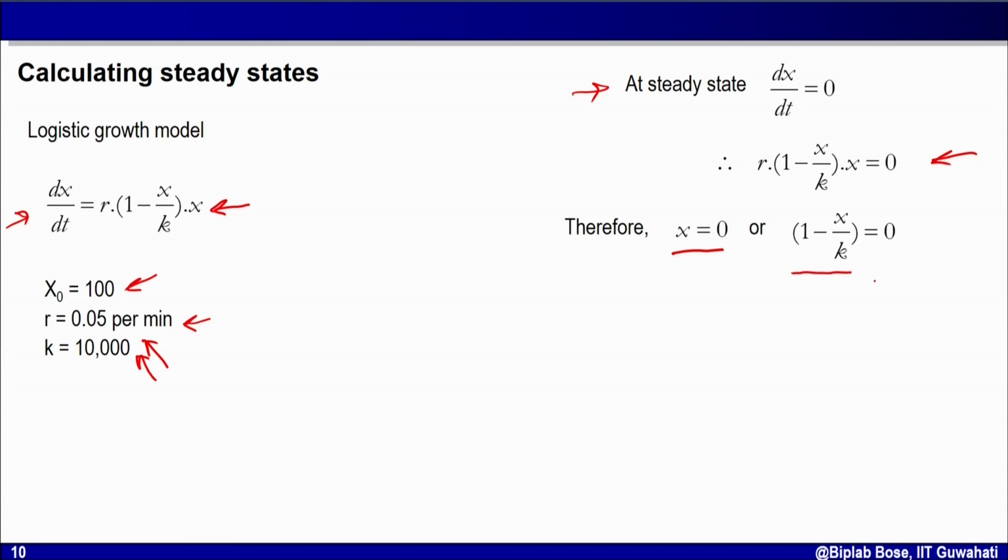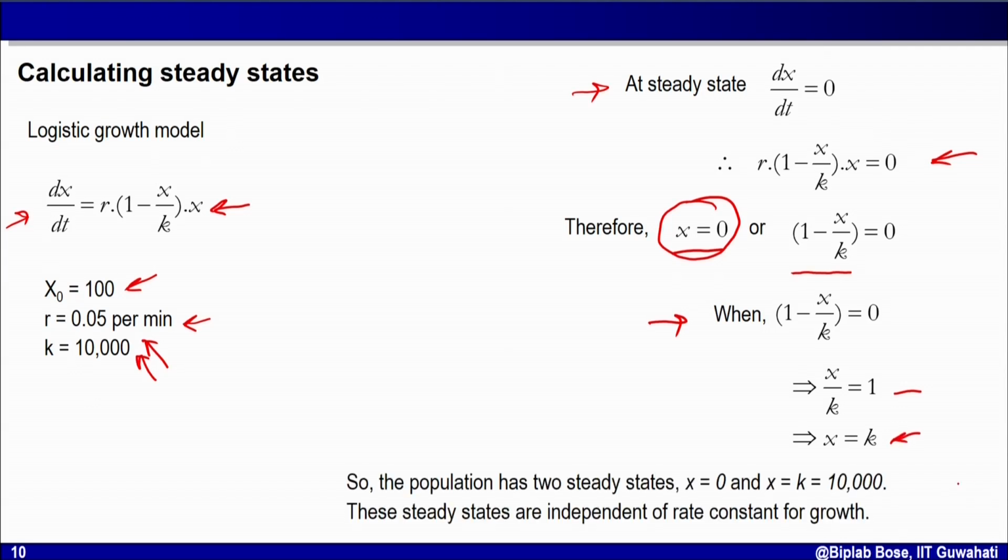It is simple algebra. So if x equal to 0, dx/dt will be 0. So that is my one steady state. Simply I got it. Now the other option is 1 minus x by K can also be 0. Then also dx/dt will be 0. So when 1 minus x by K is equal to 0, I can separate out x and everything else. That becomes x by K equal to 1. That means x equal to K. So what have I got? I have two steady states for this logistic growth model. One is x equal to 0, one is x equal to K. For both these values, dx/dt will be 0.